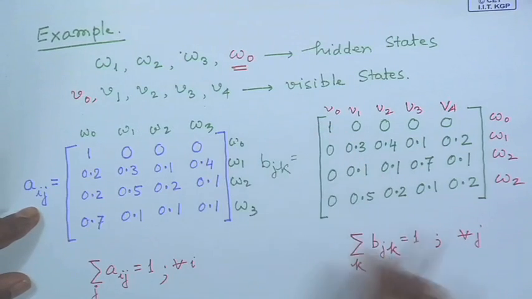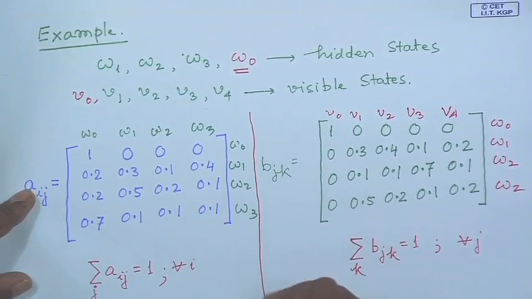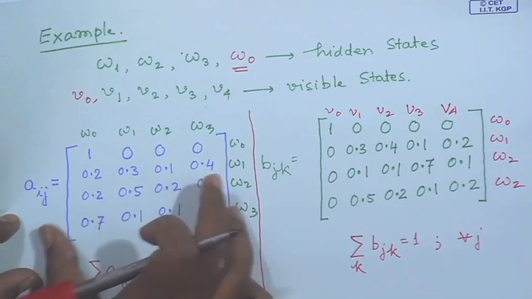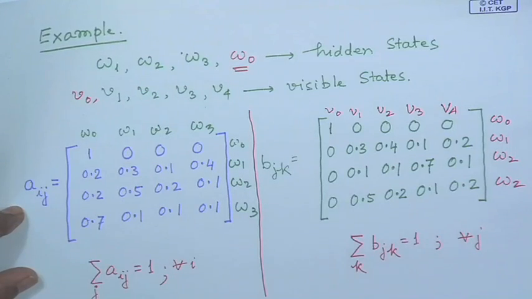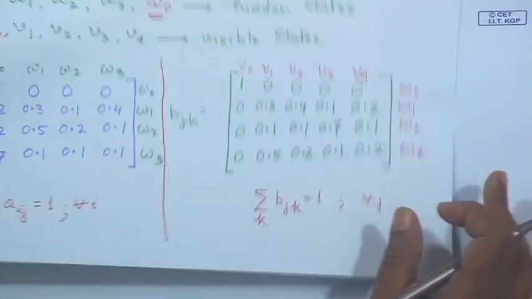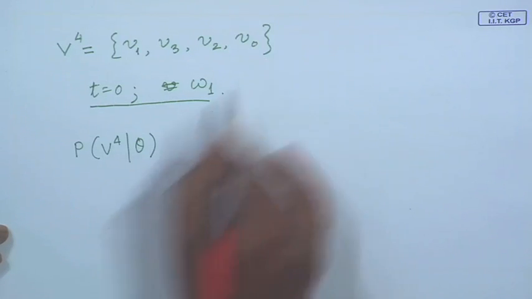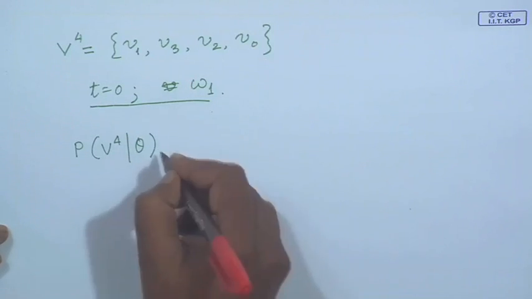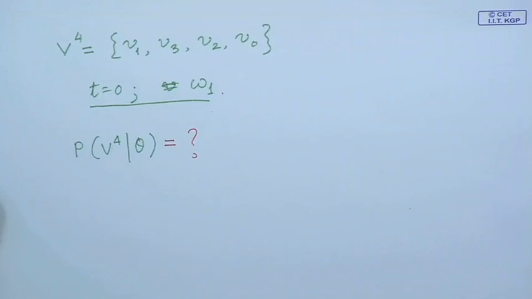Okay. So, this part is A_ij. Let me just have a demarcation between these two. So, this is A_ij and this is B_jk. So, these four quantities specify my model theta. What I have to find out is that given this sequence of visible states, what is the probability that machine theta has generated this sequence of visible states. This is what I have to find out, and that is my evaluation problem.